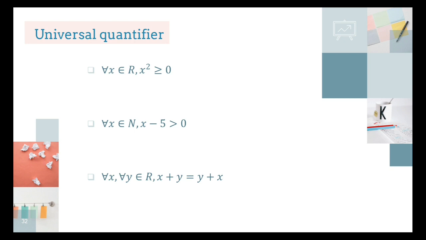For all values of x, element of R, x squared is greater than or equal to 0. If we could find a counterexample, or one value that would make the statement false, then the whole statement becomes false. But since I think we cannot find one, I could say that this is a true statement. Next, for all values of x element of natural numbers, counting numbers 1, 2, 3, 4, 5, 6, 7, 8, x minus 5 is greater than 0. And this one is false.